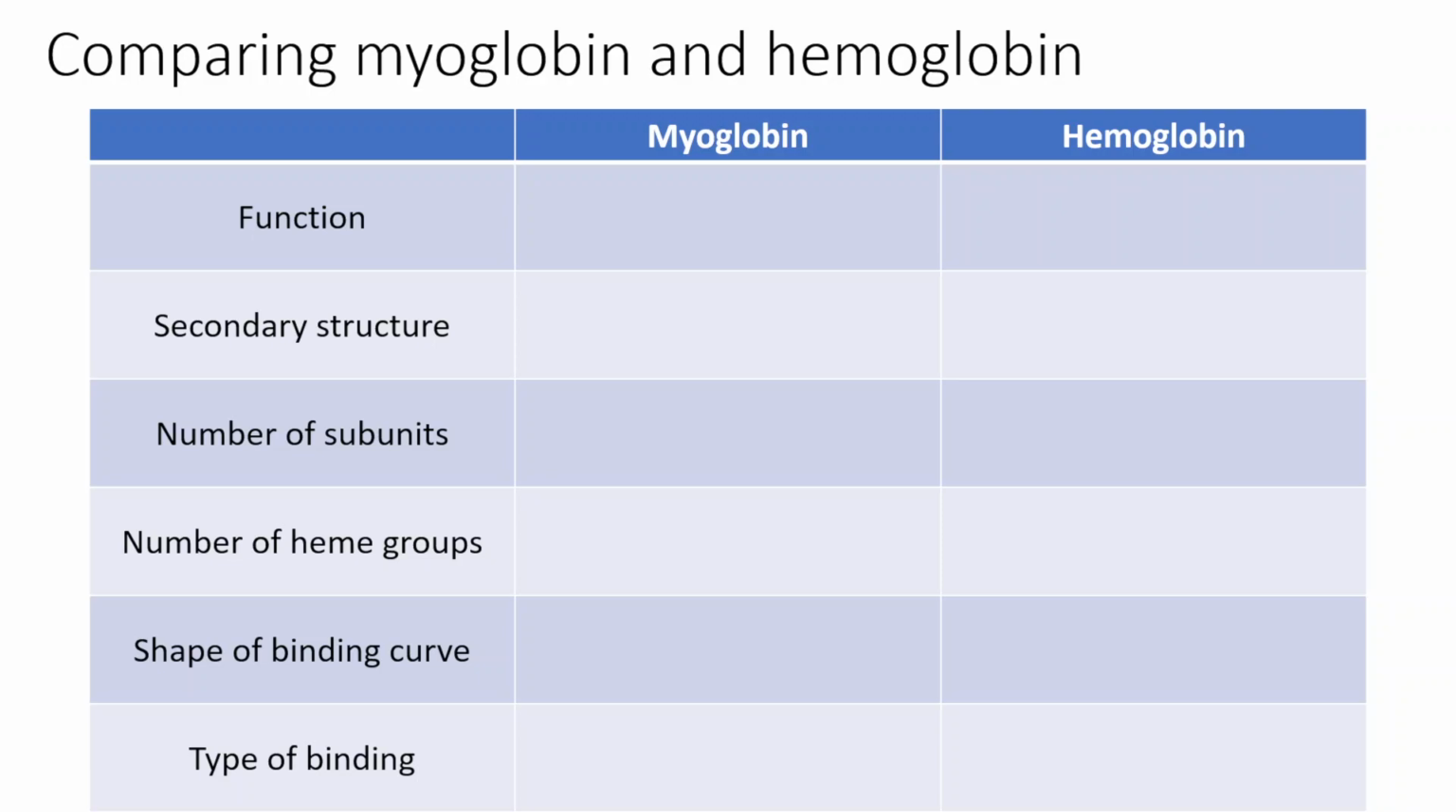All right, so let's start going over this table. So let's start with the function. So does somebody want to tell me the function of myoglobin or hemoglobin? Which one? So yeah, myoglobin binds oxygen at the muscles.